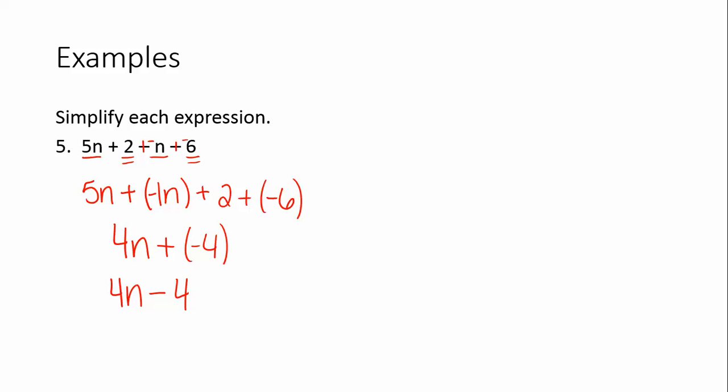Now for a lot of you, you won't have to do all of this rewriting. You'll be able to just look up here at the original and say 5n plus a negative 1 is 4n, and 2 plus negative 6 is negative 4 or minus 4.